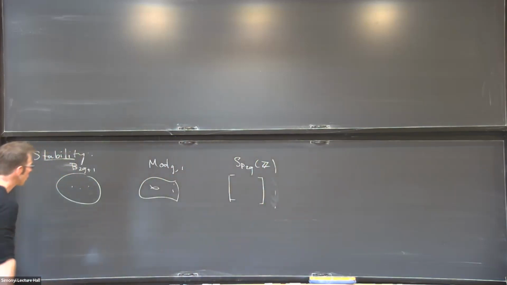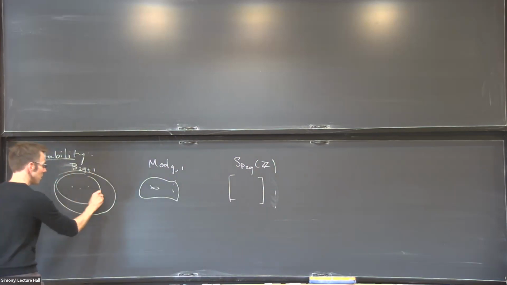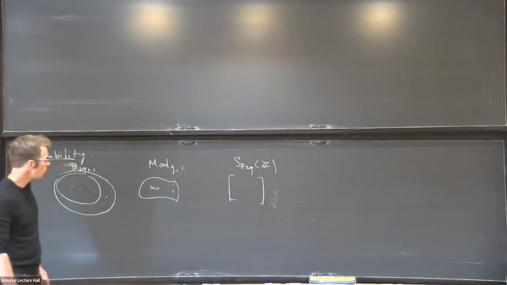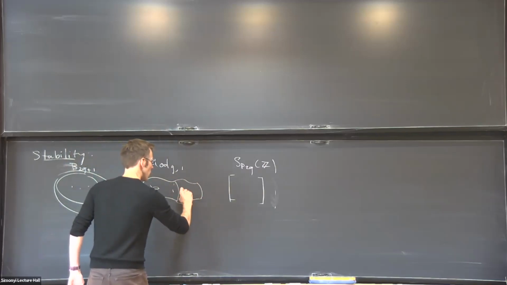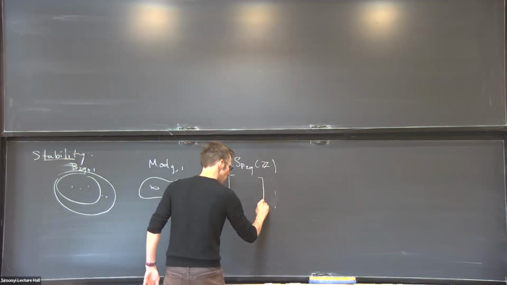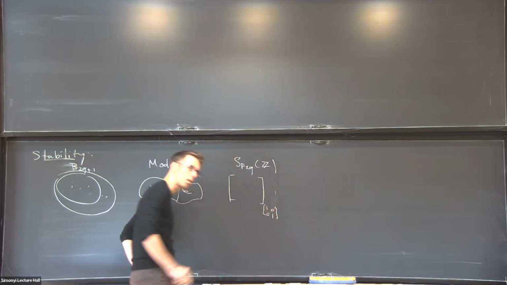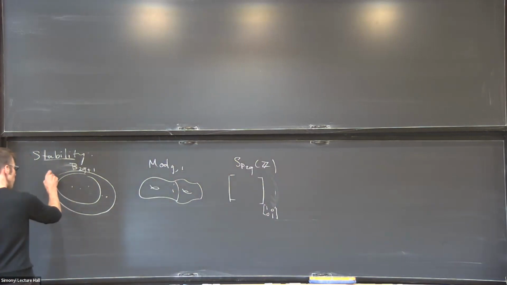And stability involves adding more points. If I want to stay within odd braid groups, I'll add 2 points sort of near the boundary. And that corresponds to adding a handle to the curve. And that in turn corresponds to taking your symplectic group of your matrix and adding a little 1, 0, 0, 1 in the corner.